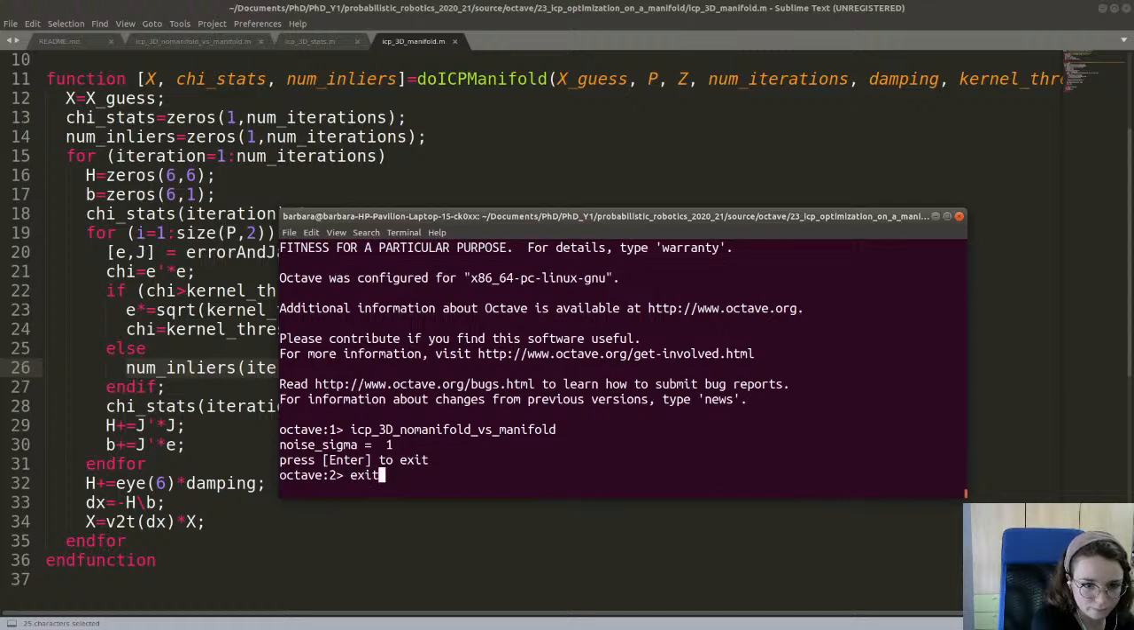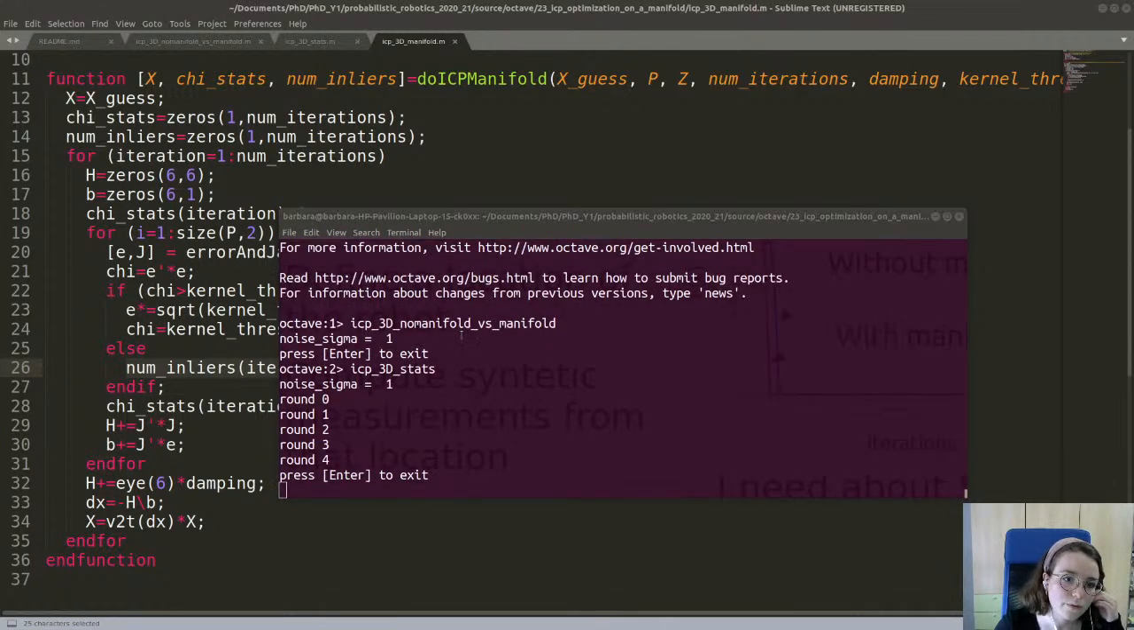And yes, this is called ICP 3D statistics, and now you will see what the difference is in terms of error between using or not the robust kernels.